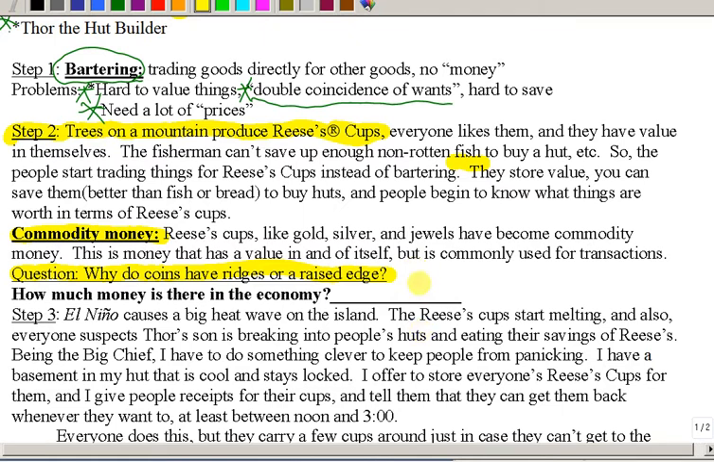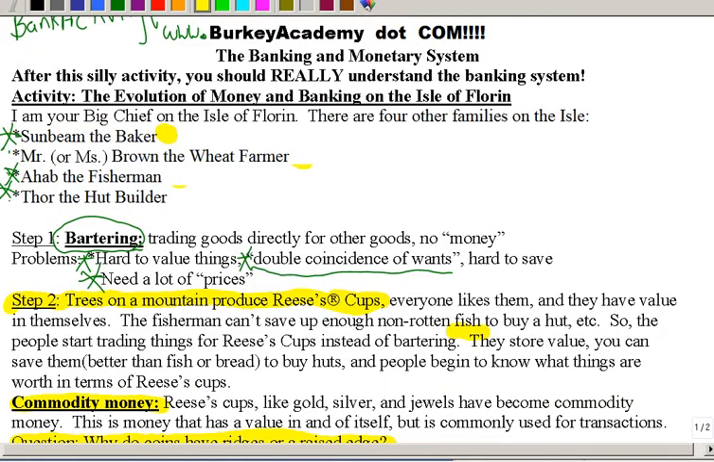So let's go back up here and let's suppose that in our economy we go and we take a census of how much money each person in the economy has. And we find that Sunbeam the baker has 10.